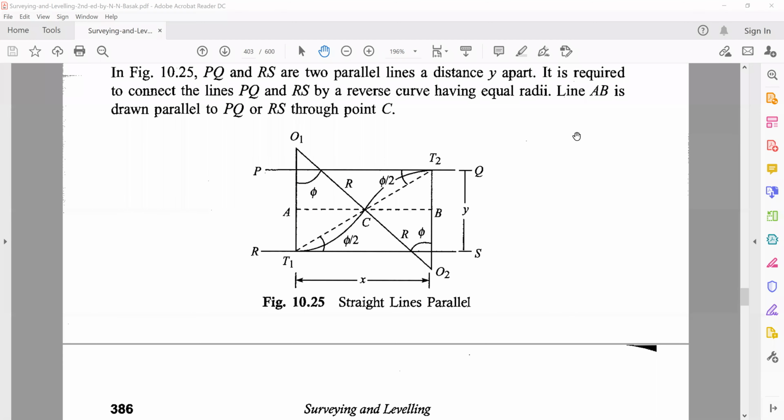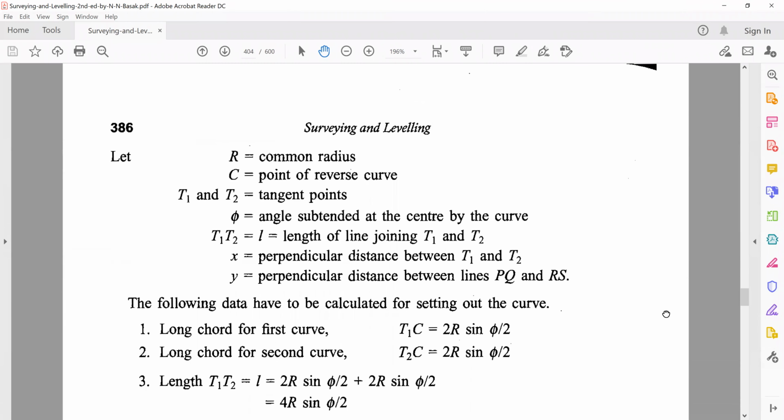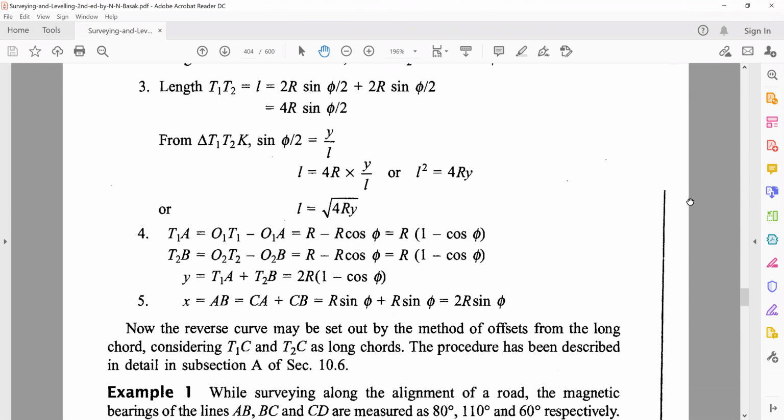Similarly, we can do the same thing on the other side, for the other simple circular curve, in order to calculate T2b. It's basically the same thing, and we get the relation at the end, which is r into 1 minus cos phi. So if you want to calculate y through this method, we used one method before, but if you want to use this method, we can add the two values and get y that way.